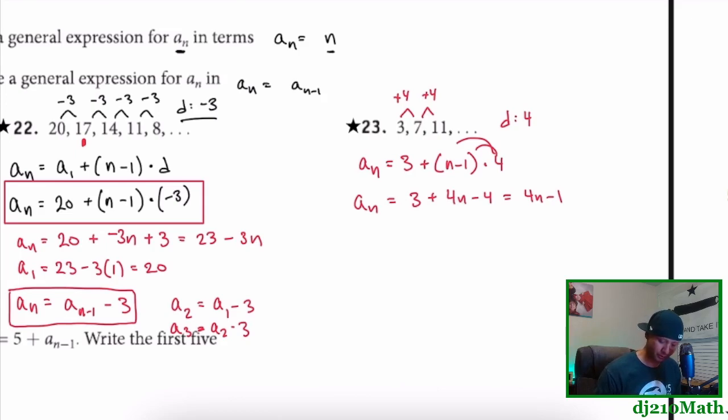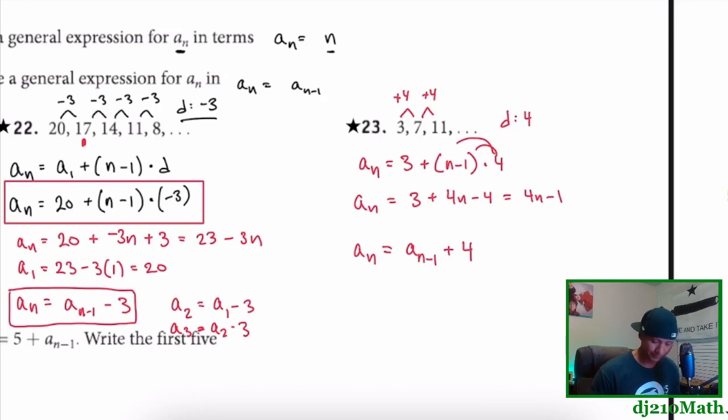Using the recursive formula, we know that a sub n is going to be the previous term plus 4. Any term you want will be the previous number plus 4. That's what I'm getting out of this.